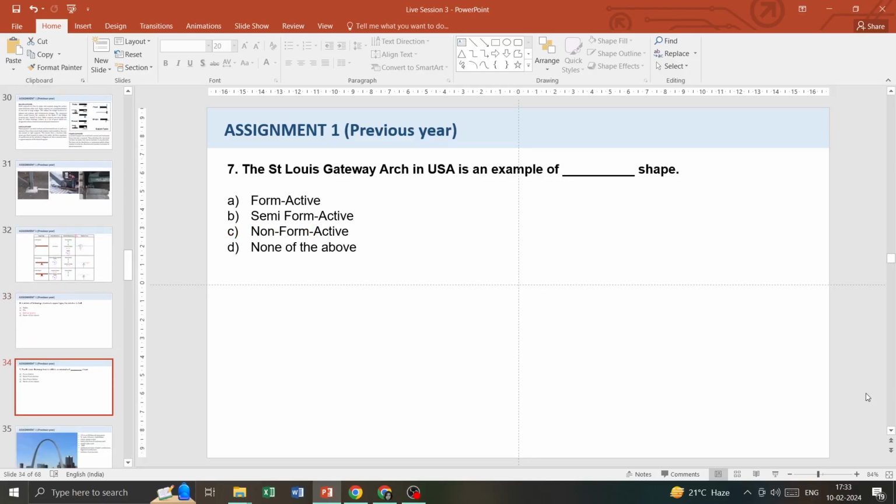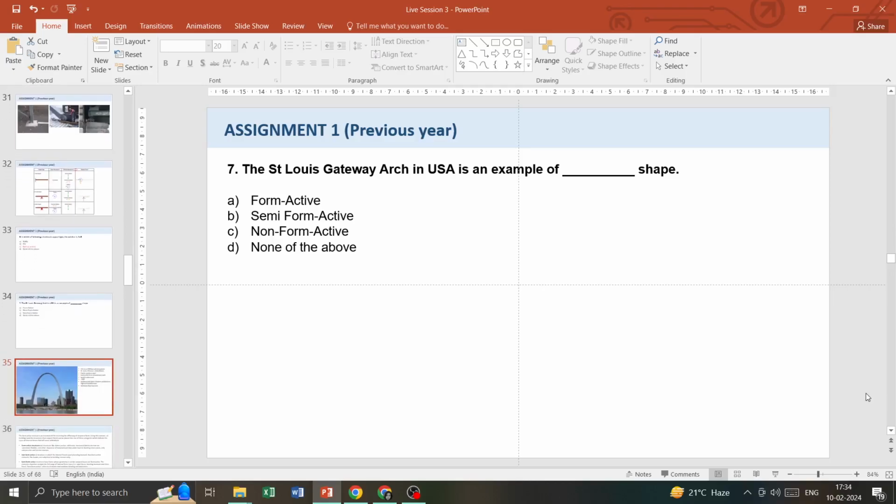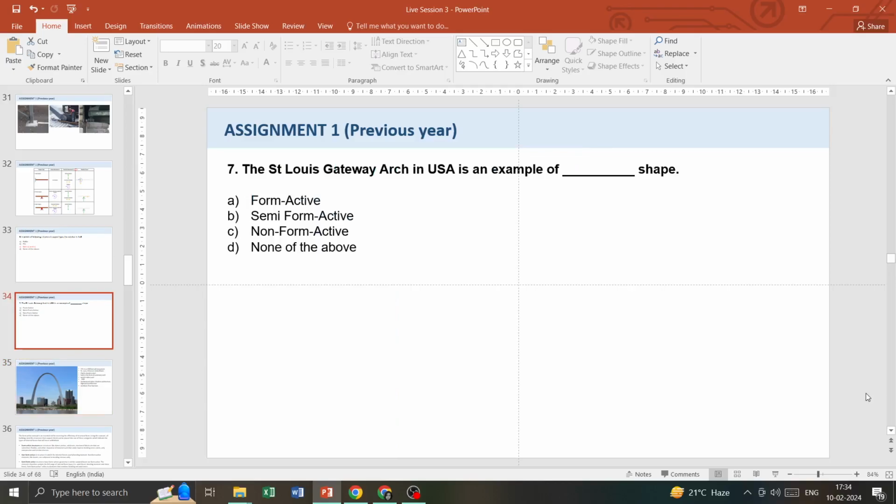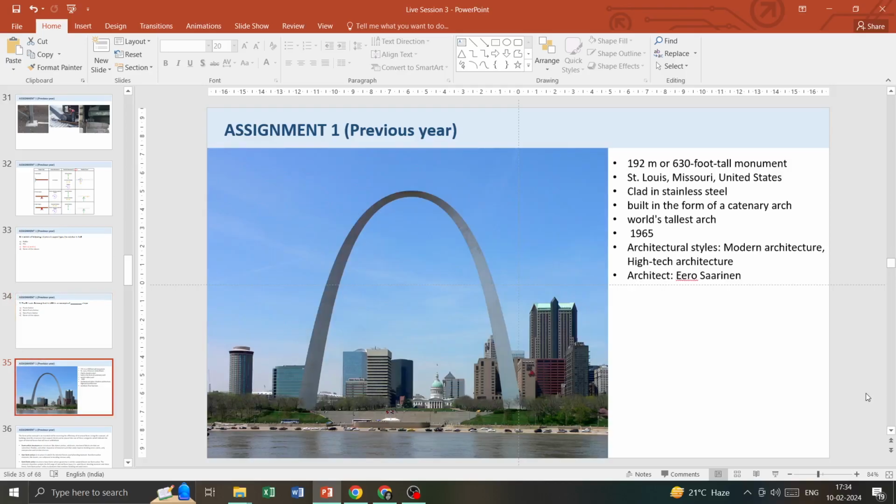Coming back to the next question, question number 7. St. Louis Gateway Arch in USA is an example of form active, semi-form active, non-form active, or none of the above shape. So this is how the St. Louis Gateway Arch in USA looks like.